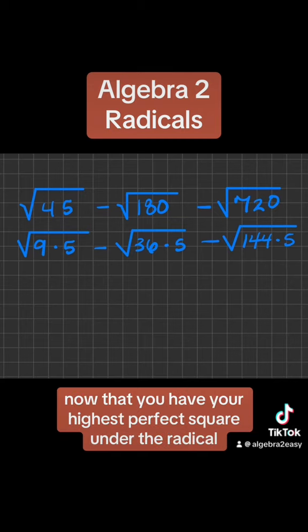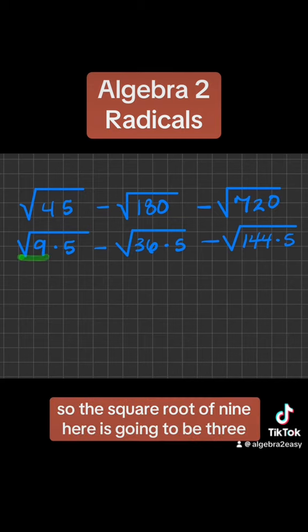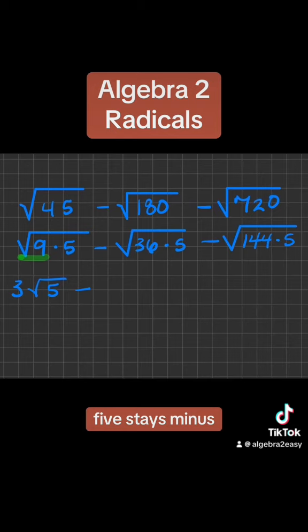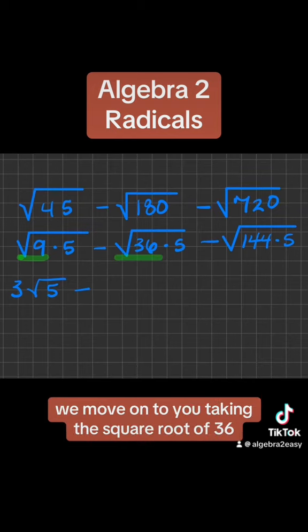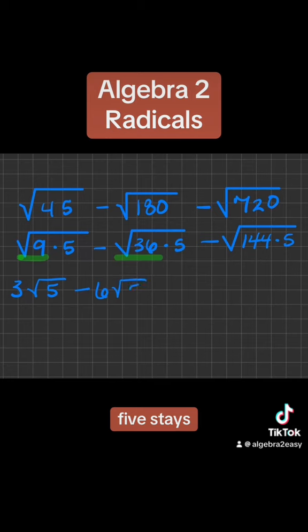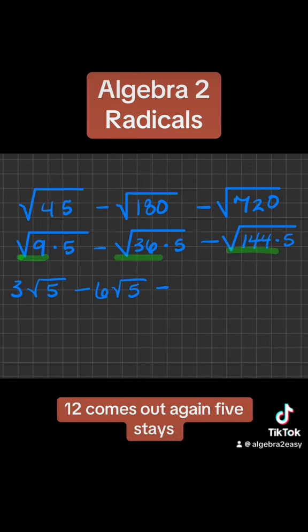Now that you have your highest perfect square under the radical, let's take the square root. So the square root of 9 here is going to be 3. So 3 is going to come outside, 5 stays. Minus, we move on to taking the square root of 36. That's going to be 6. 6 comes out, 5 stays. Last, if you take the square root of 144, 12 comes out, again, 5 stays.